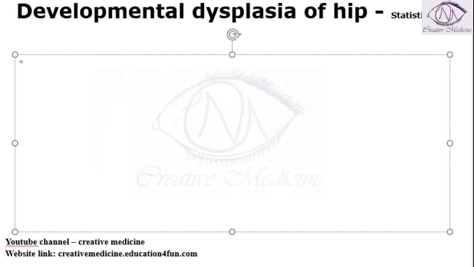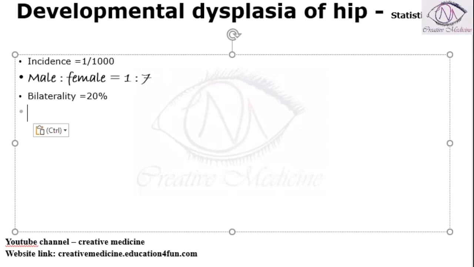Developmental dysplasia of hip, the incidence is 1 in 1000 and it is more common in females. Male to female ratio, if you see for the developmental dysplasia of hip, it is found to be 1:7. It is seen in bilateral condition in almost 20% of cases.